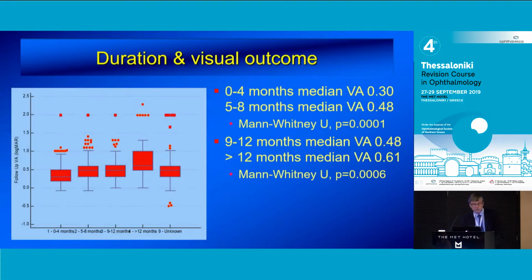The duration of symptoms matters here, that patients that have got a short duration of symptoms, less than 4 months, do much better than those that have got a longer duration of symptoms. This data is somewhat flawed because about half the patients you really can't be sure how long they've had the symptoms. But it does seem that early referral and early treatment does help.